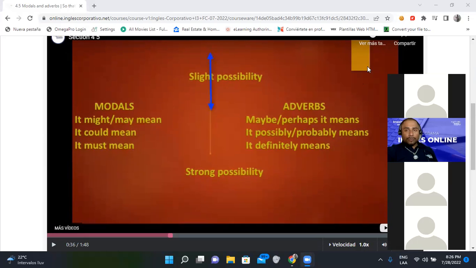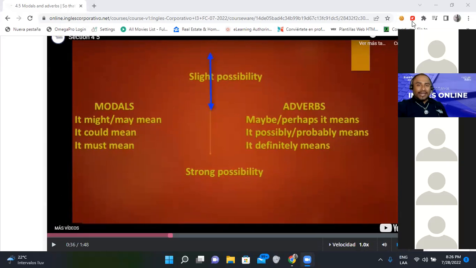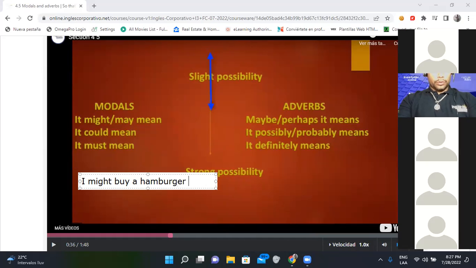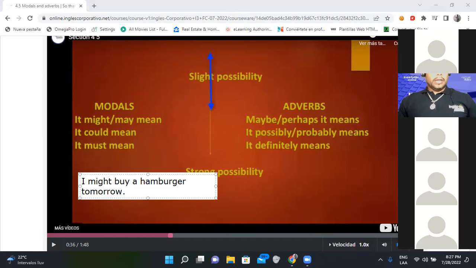All right, welcome back, guys. We're going to go ahead and look at this information a little bit closely. So, if I want to use the modal, for example, might, and I say to you, for example, I might buy a hamburger tomorrow, right? I'm saying right there, yo tal vez me compro una hamburguesa mañana.